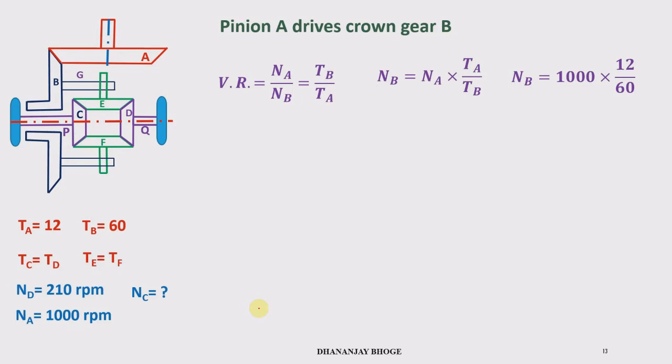So let us substitute the values. So we get NB as 200 rpm, right? आलंय का 200? Okay, very good. Rushikesh Dongre, very good. NB is 200 rpm. It's very simple. Number of teeth on B and A are known. Speed of A is known. So it's a matter of seconds to find out the speed of gear B.